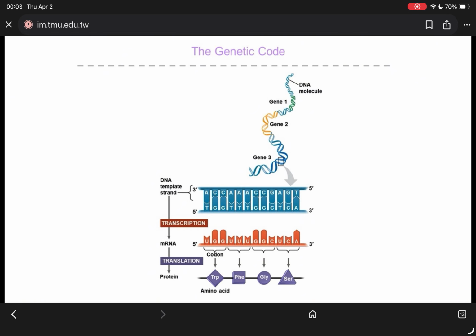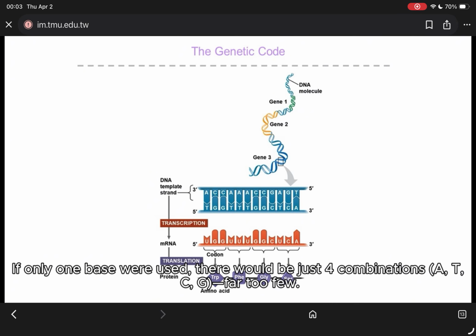Why groups of 3? If only one base were used, there would be just 4 combinations, A, T, C, G, far too few.